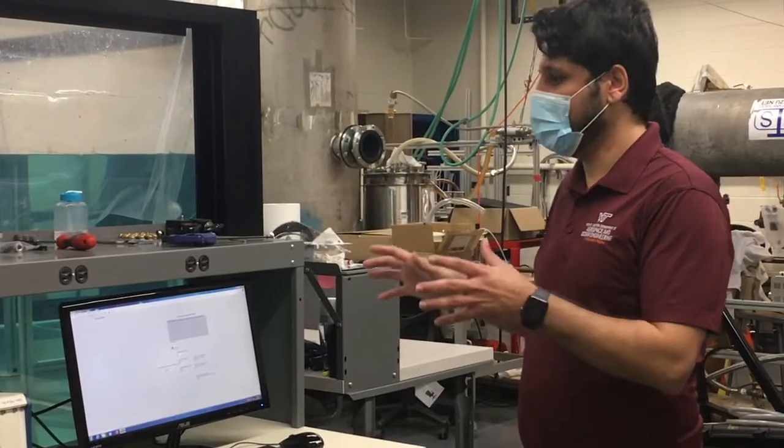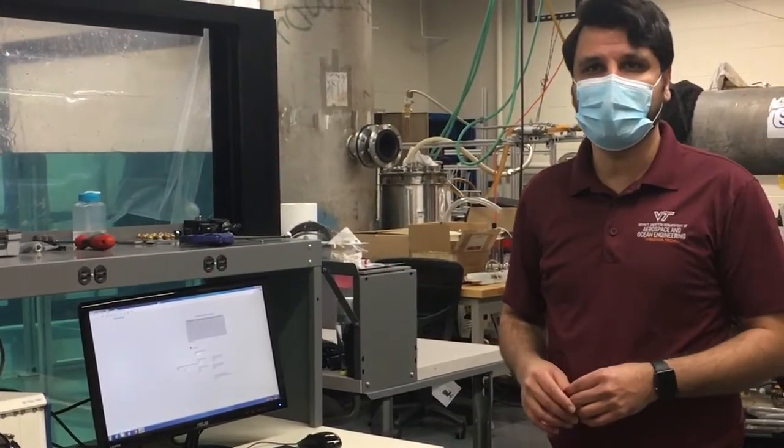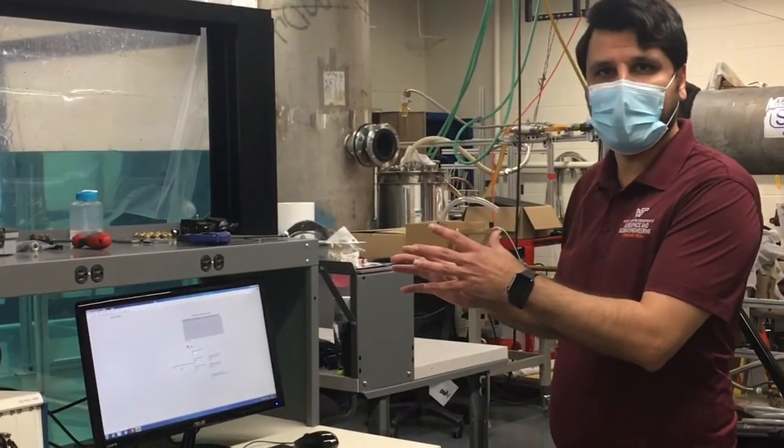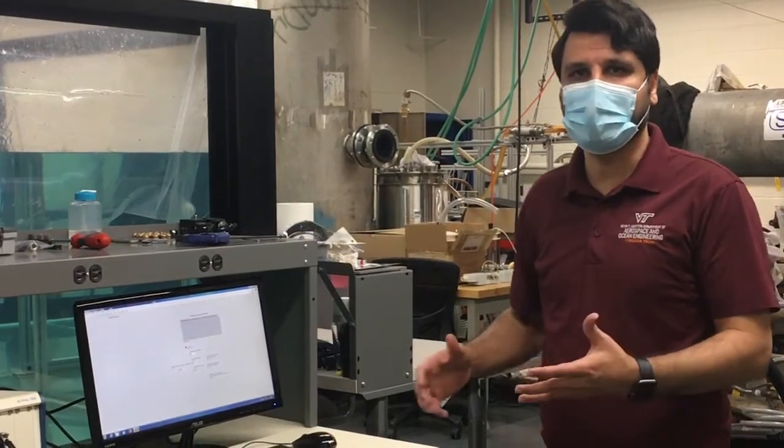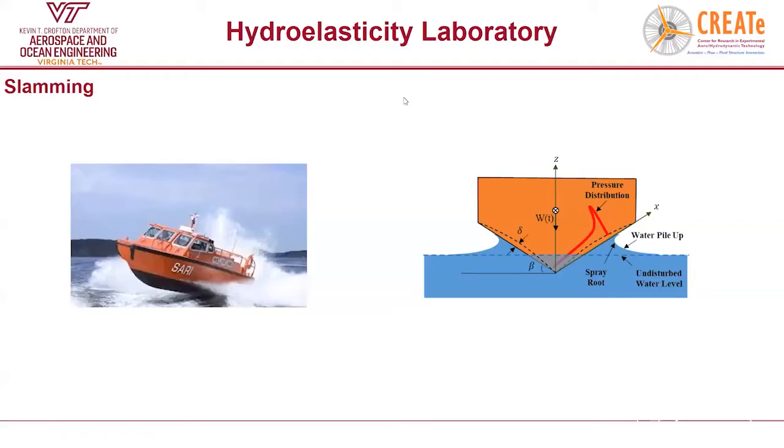Okay, so now the test is done. All of the measurements are saved through the DAQ system. Now let's go and take a look at the results. So we talked about the importance of the slamming, and we explained how we simplify the problem into water entry of a wedge. In this experiment, we are interested in this point, which is called the spray root, the pressure distribution, the kinematics, and also the structural response of the panel.